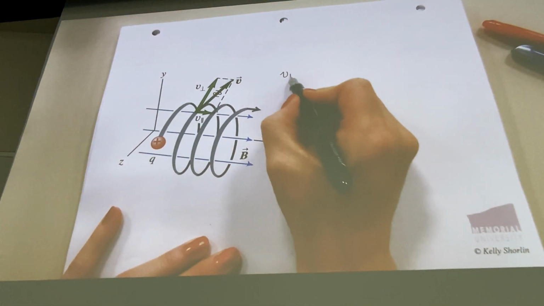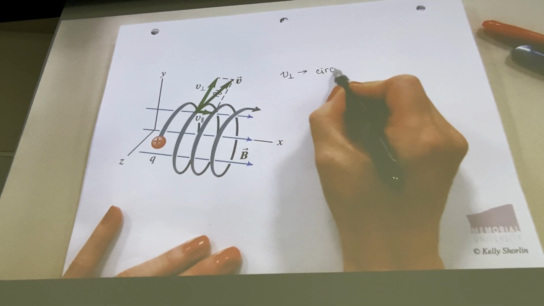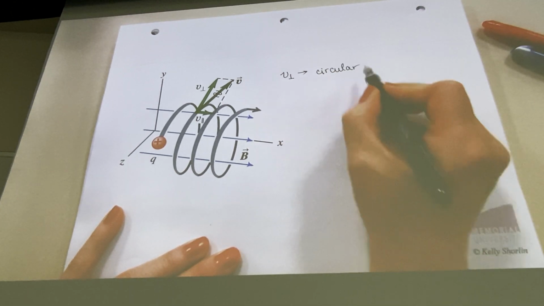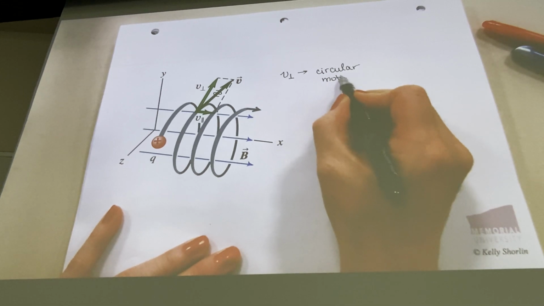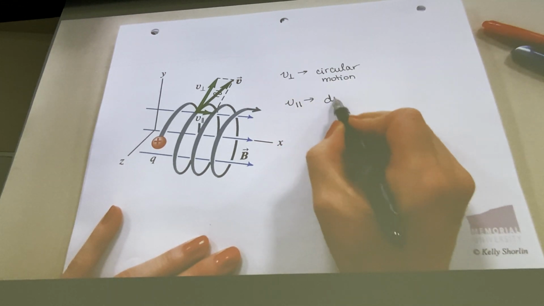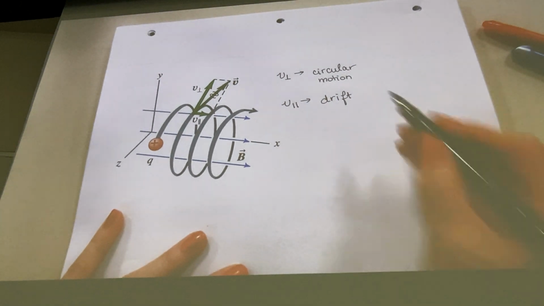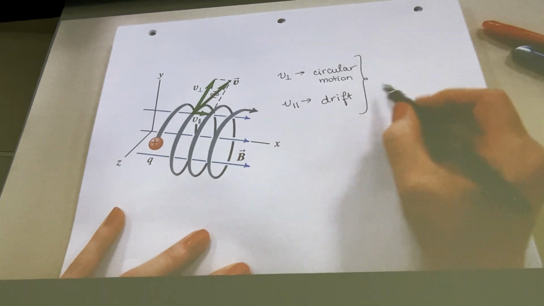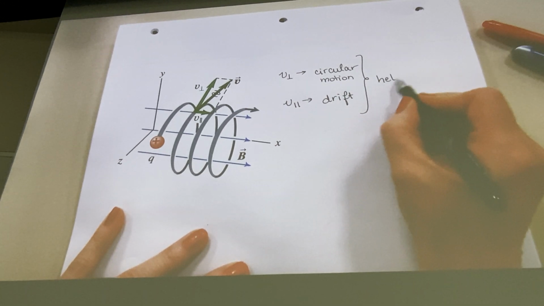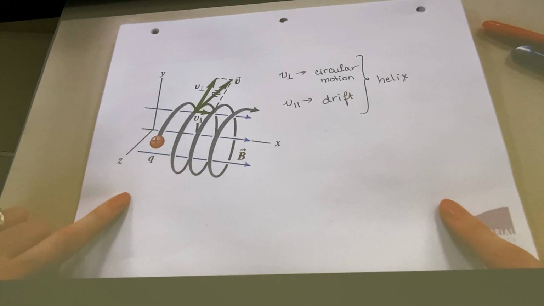So the perpendicular part of the velocity makes circular motion. The parallel bit of velocity is just a drift because there's no force, so it just keeps going with that velocity. And together, it forms a helix. Okay, that idea okay?